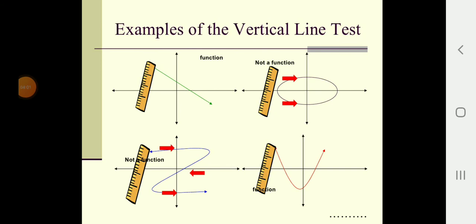So here is an example of the vertical line test. You can see that number one is a function and number two is not a function. Number three is not a function, and number four is a function.